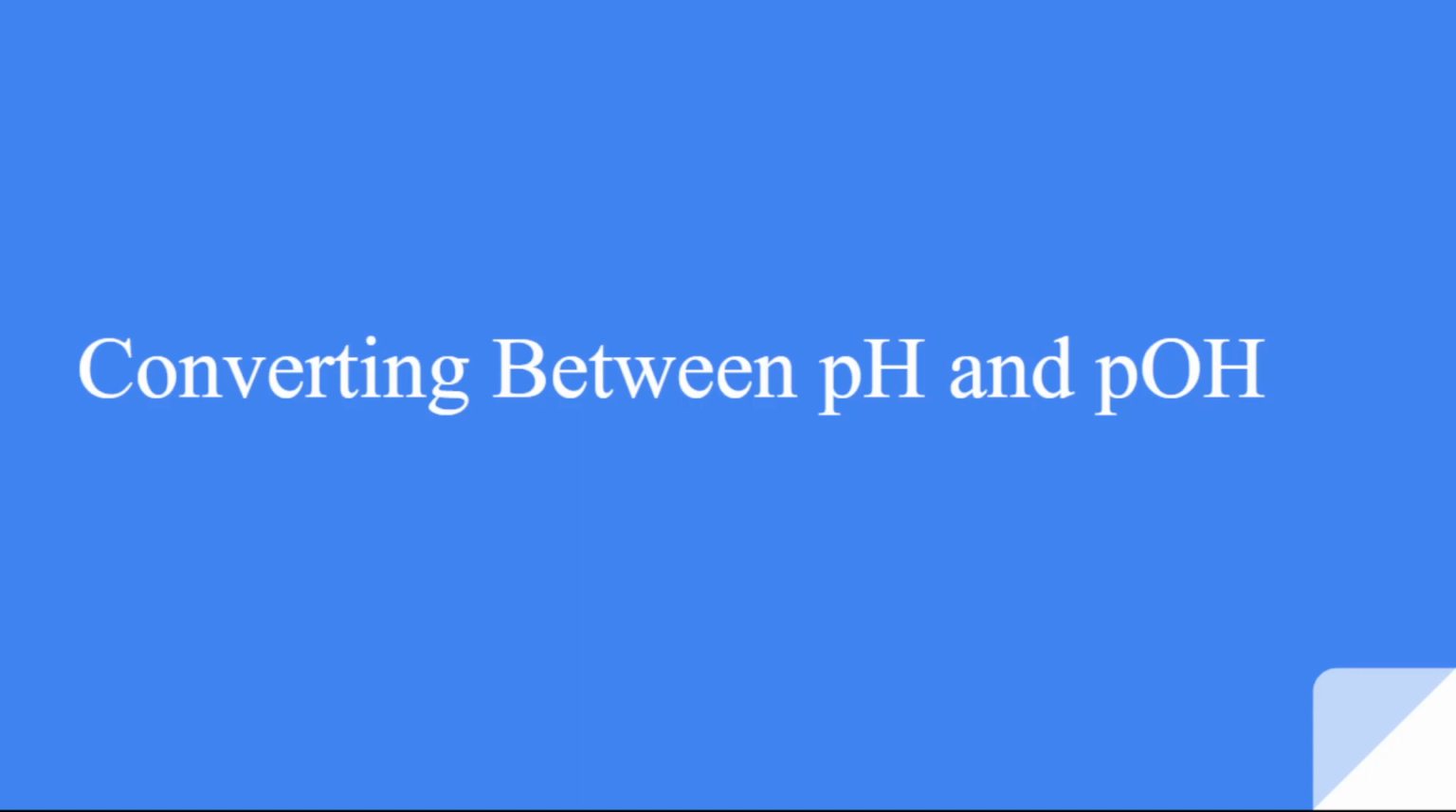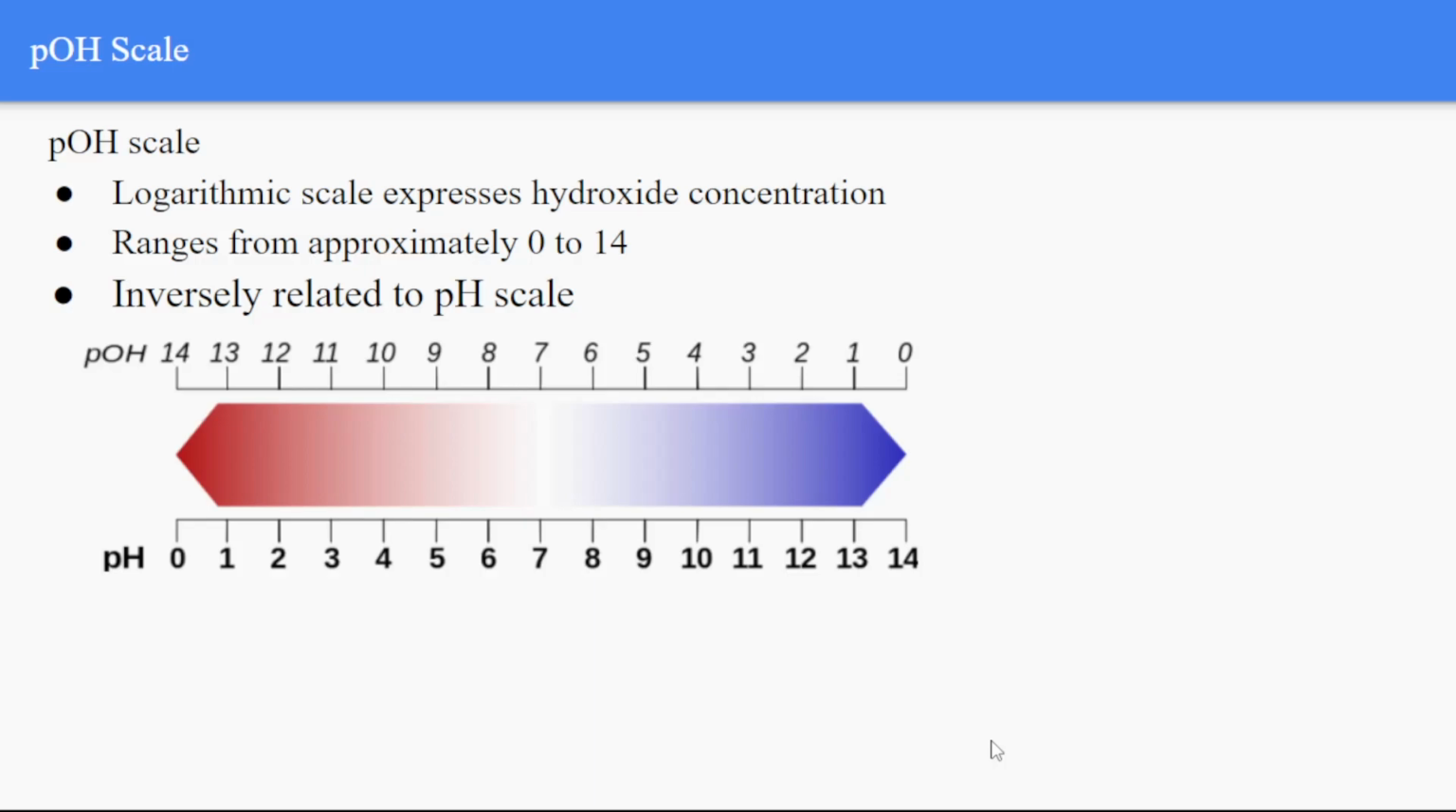In this video, we'll discuss converting between pH and pOH. pOH is similar to pH, but it expresses the concentration of hydroxide instead of hydrogen ions. It ranges between 0 and 14. It's inversely related to the pH scale. So if you have a 0 on the pH scale, that's a 14 on the pOH. If you have a 14 on the pH scale, that's 0 on the pOH.